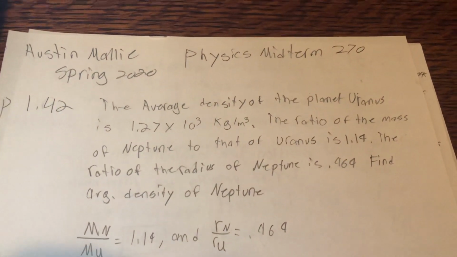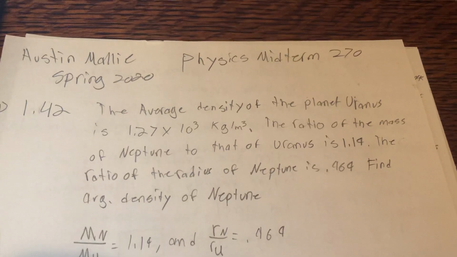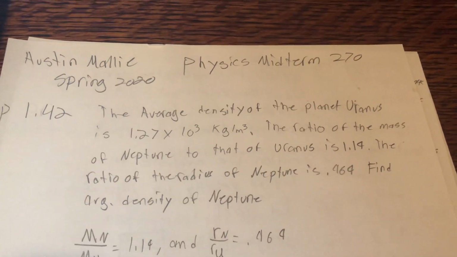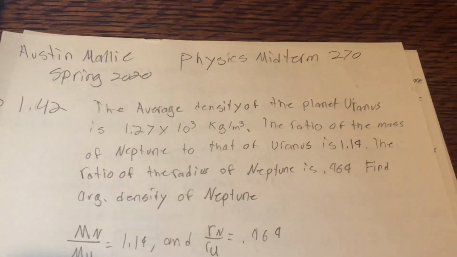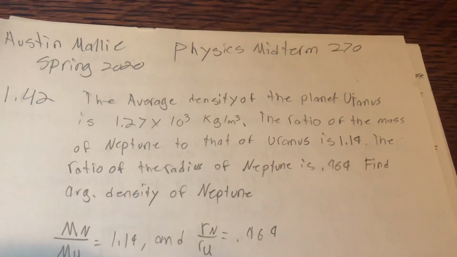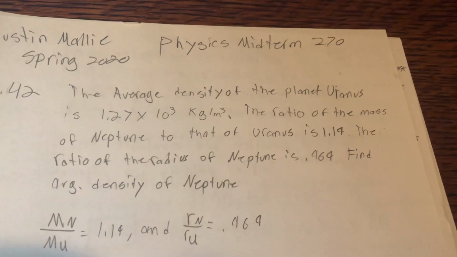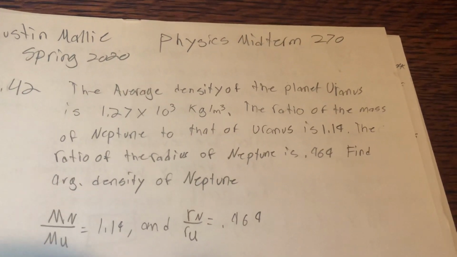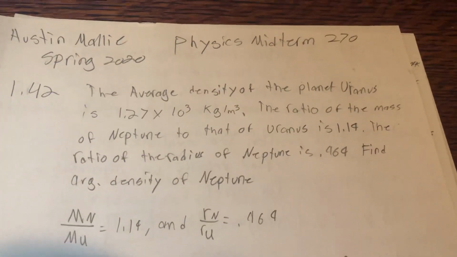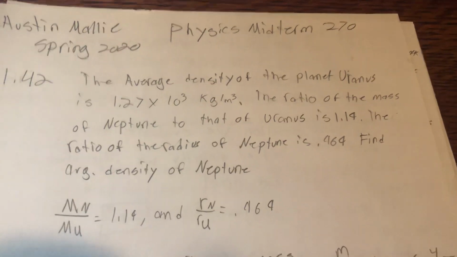The problem reads, the average density of the planet Uranus is 1.27 times 10 to the third kilograms per meter cubed. The ratio of the mass of Neptune to that of Uranus is 1.19. The ratio of the radius of Neptune is 0.969. Find the average density of Neptune.